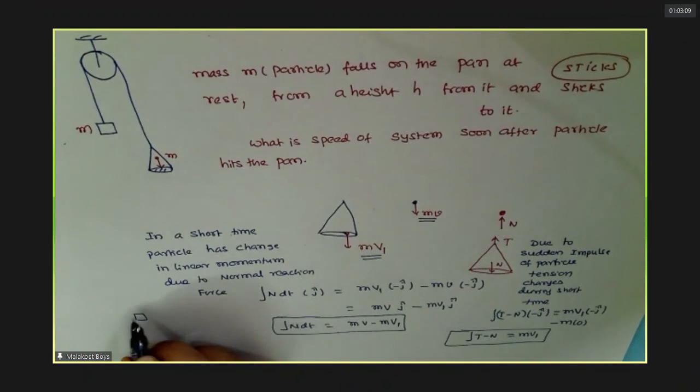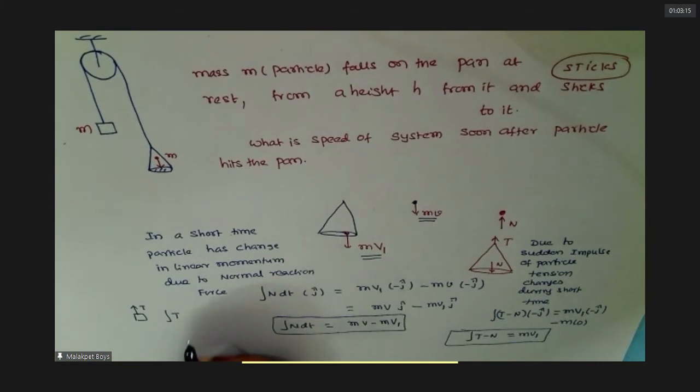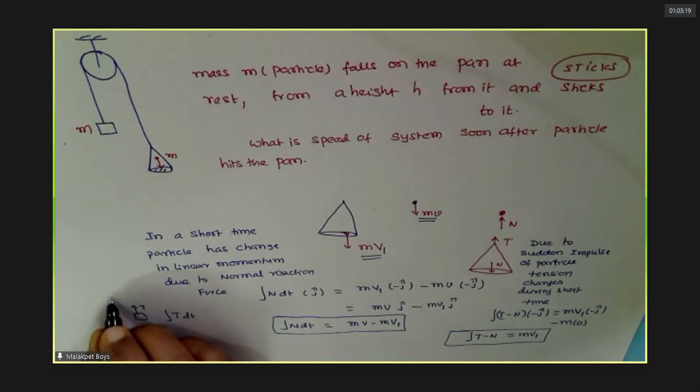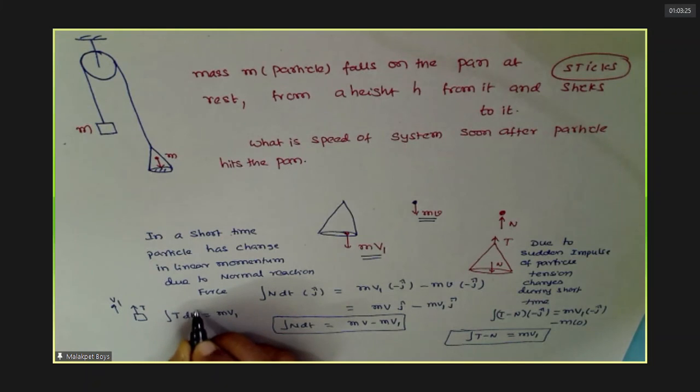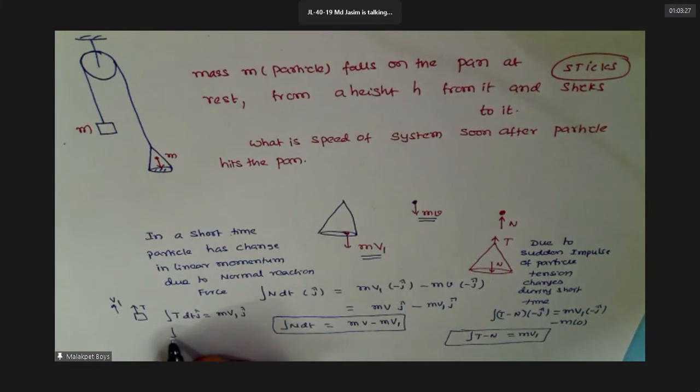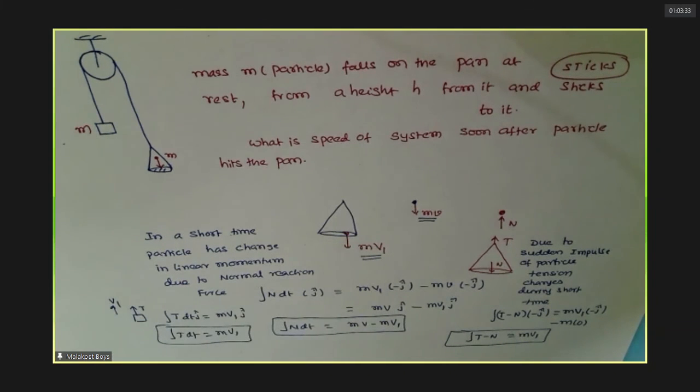For the block also there is an impulsive tension. Now suddenly it is falling now, so tension causes an impulse. Now this goes up with a velocity v1 only, no? Do you agree with that? With the velocity of the pan. Is it clear?